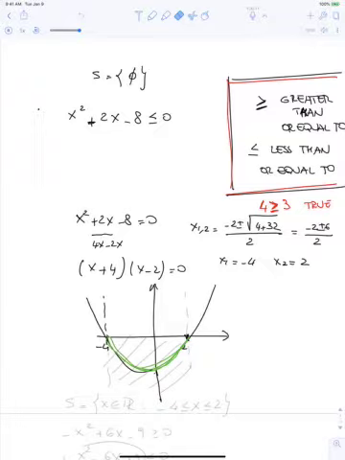So we're interested in this part of the plane. So the solution S is the set of x belonging to the set of real numbers such that minus 4 is less than or equal to x less than or equal to 2.